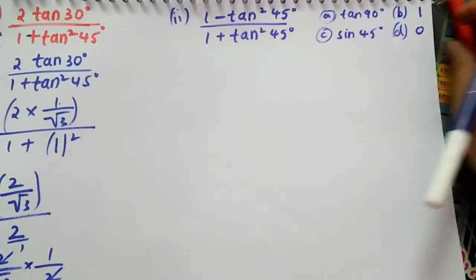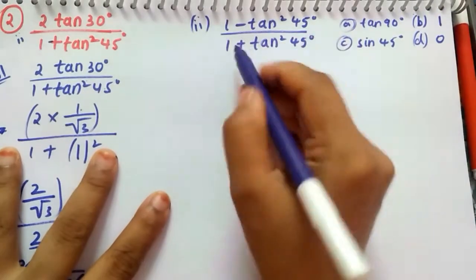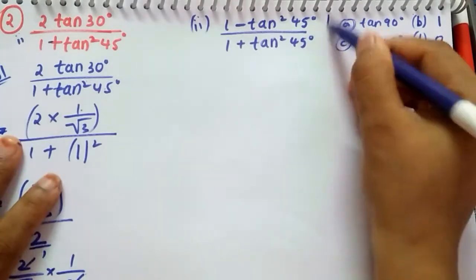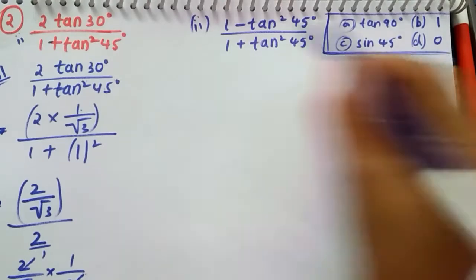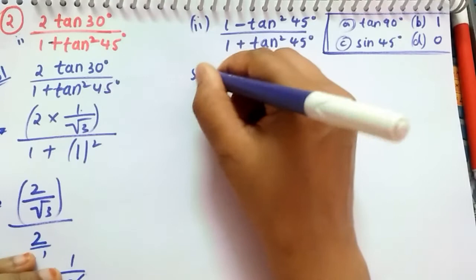Let's move on to the next problem. It is 1 minus tan square 45 degrees divided by 1 plus tan square 45 degrees. Choose the right option and justify your choices. These are the choices, and according to the choices we will be answering. That will be the easiest thing to do, right? So what is the solution?